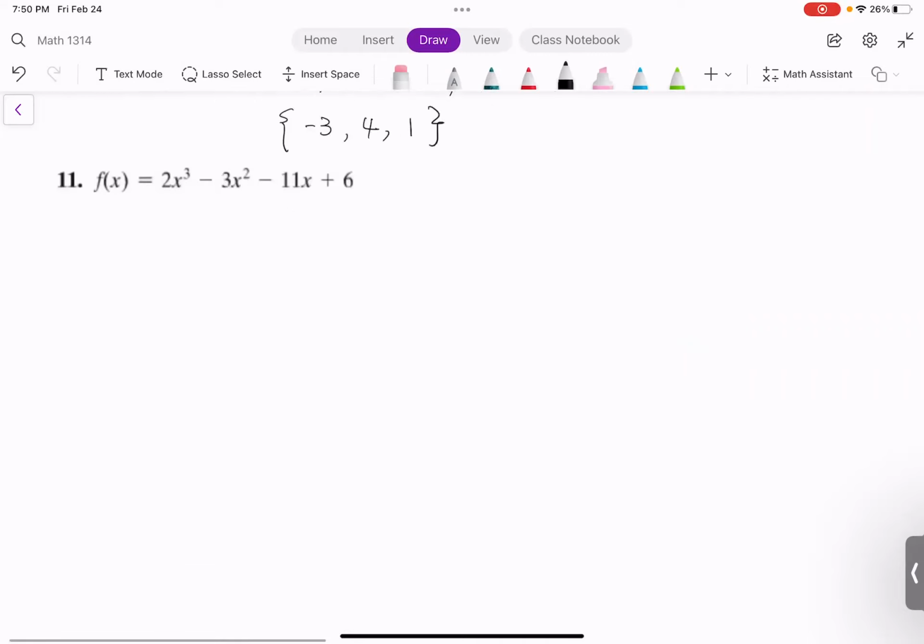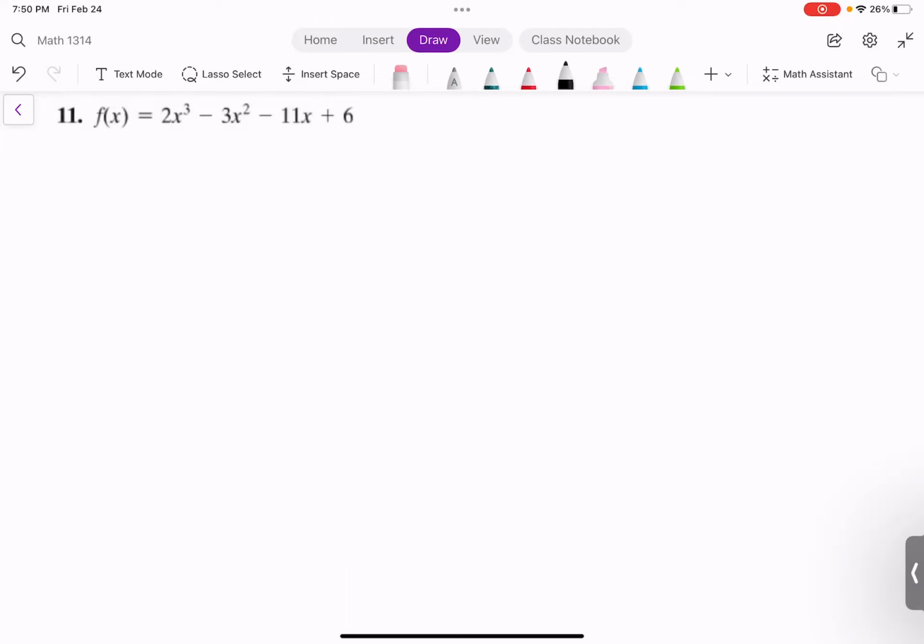Okay, let's see the next example. Make sure I have enough space. Okay, first take a guess. Find all the rational zeros. X equals p over q. P is all the factors of 6. They are positive or negative 1, positive or negative 2, positive or negative 3, positive or negative 6.